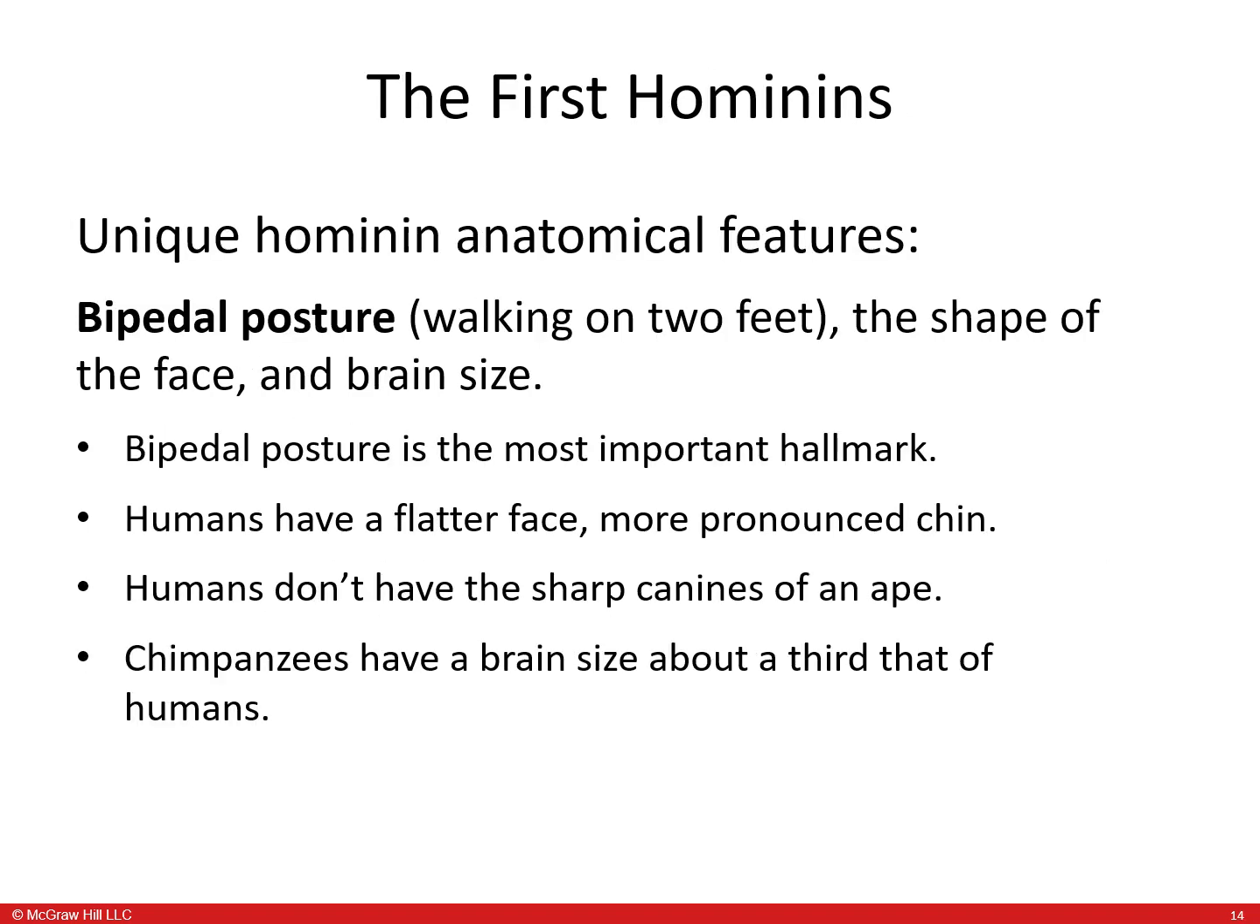Let's talk about the first hominins and how they're different from humans and other apes. Bipedal posture, so walking on 2 feet, is the most important hallmark. The shape of the face and the brain size were also different. Humans have a flatter face and a more pronounced chin. Humans don't have the sharp canines of an ape, and chimpanzees have a brain size about a third that of a human.